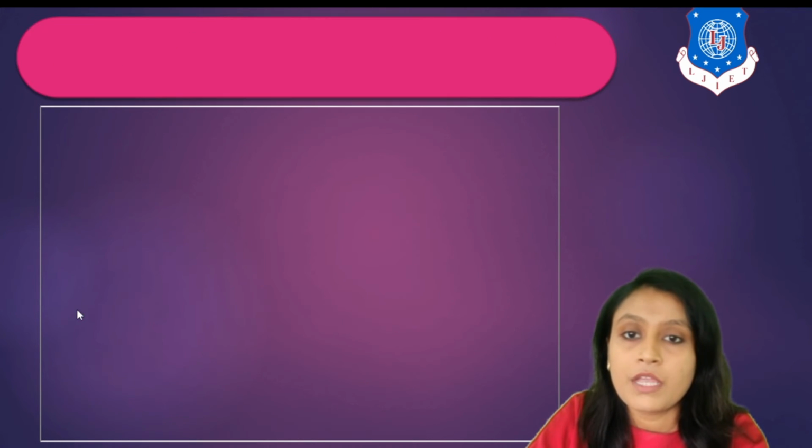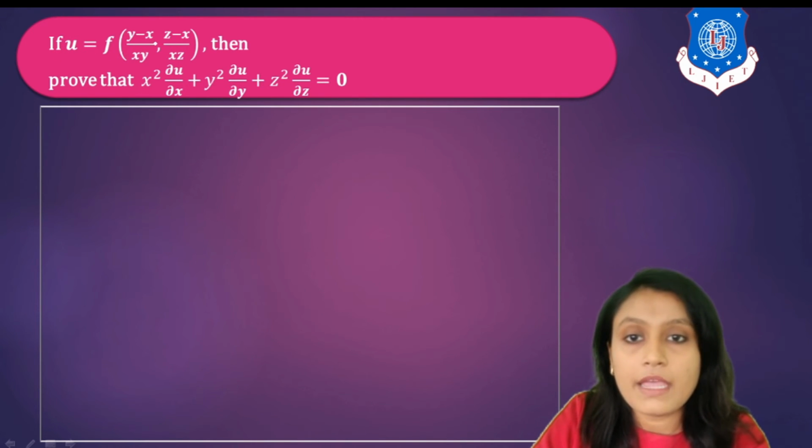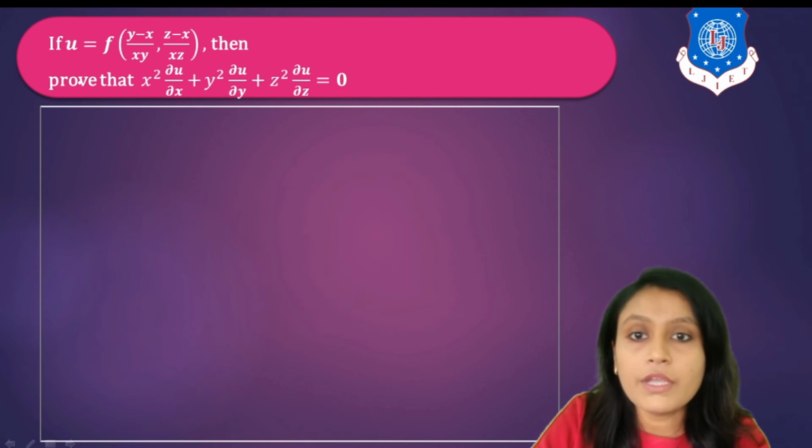Okay, now let's solve one more example. If u equals f of (y minus x) upon xy and (z minus x) upon xz, then prove that x² del u by del x plus y² del u by del y plus z² del u by del z equals 0. Okay, now in this type of example we have to suppose these two terms.